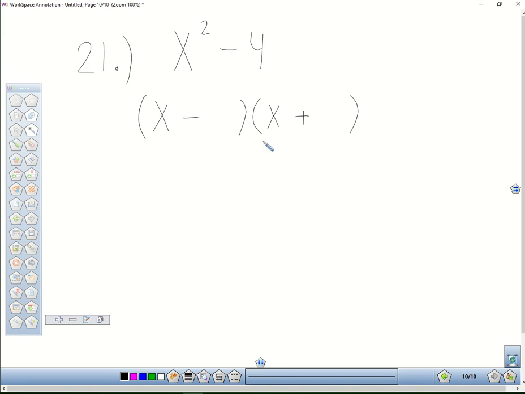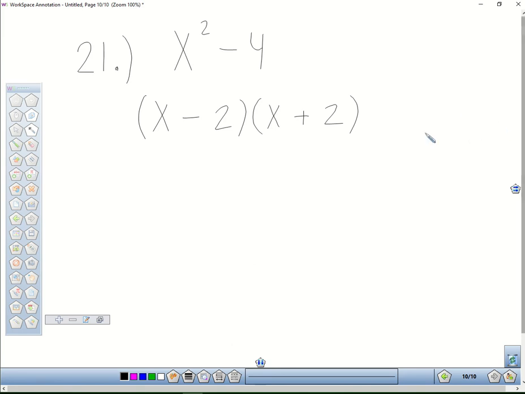And what is the square root of 4? 2. So that is your factored form. Now, if you don't believe me, you can FOIL it and you'll see that you get the same thing, the original thing. Now, I do want to show you an alternative method for this, just to help you understand why this works.